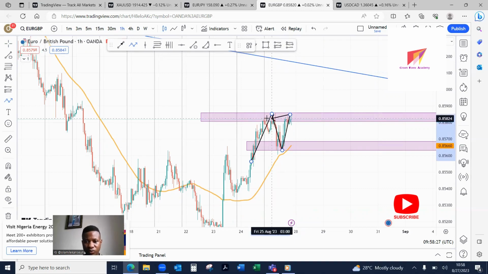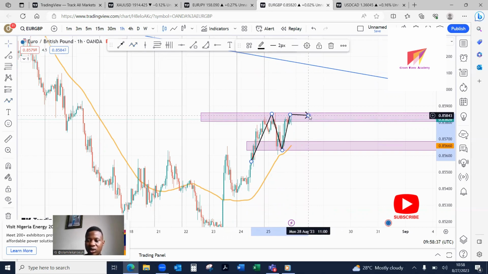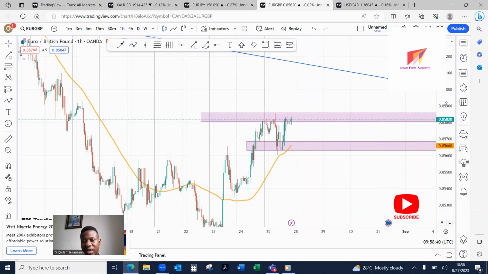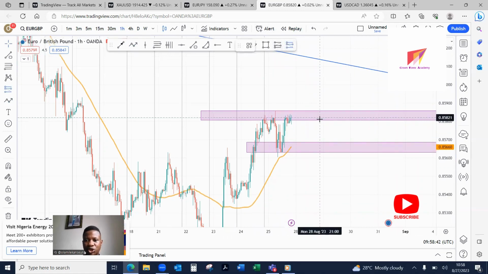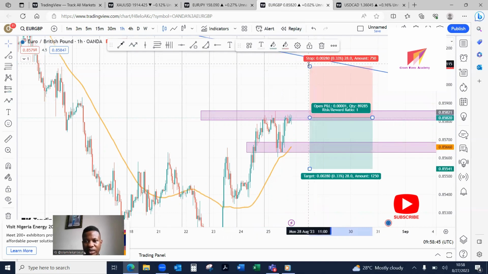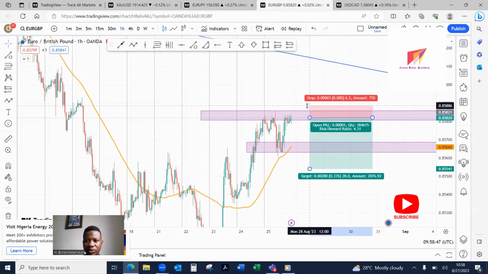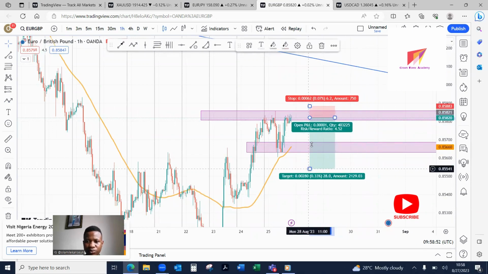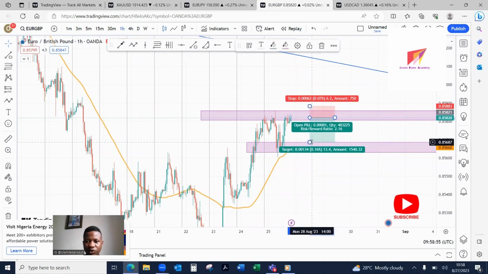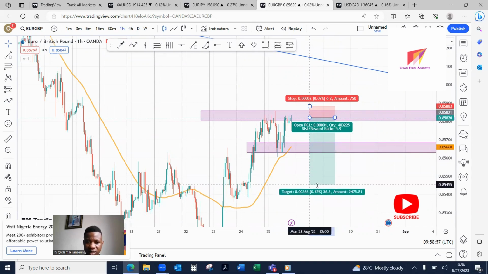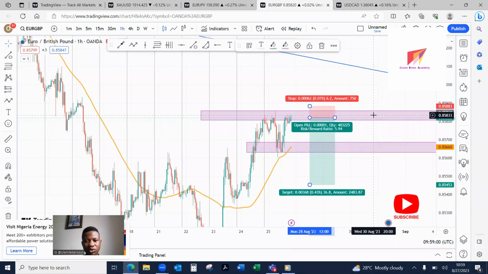So once all this liquidity is cleared, I'll wait for my possible sell candlestick. Once I'm able to see that, I'm going to take a short position from here. My stop loss will be somewhere around higher here. I'll take 1:2 as my first profit, and then here as my second take profit. So that's what I'll be watching out for on Euro GBP.